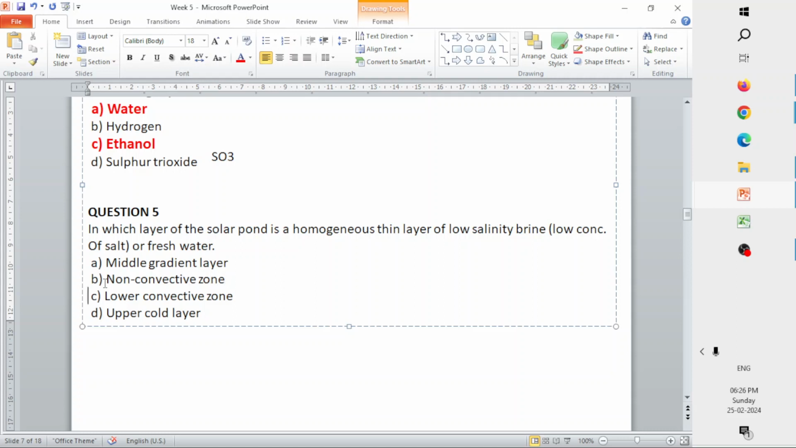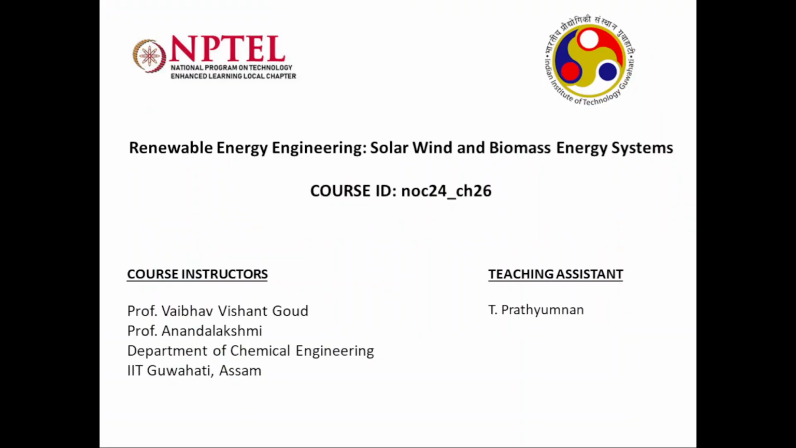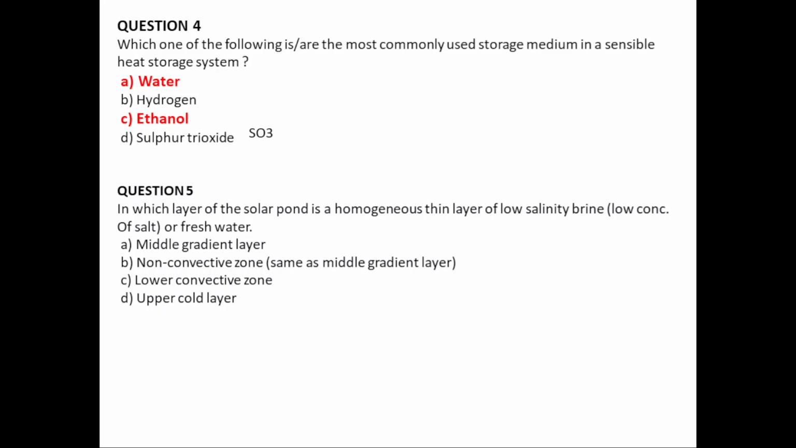Non-convective zone and middle gradient layer are synonyms. Your middle gradient layer acts as an insulating layer to prevent the heat from escaping from your lower convective zone to the upper convective zone. Here the concentration of salt as well as the temperature varies with the depth. It linearly increases with the depth.